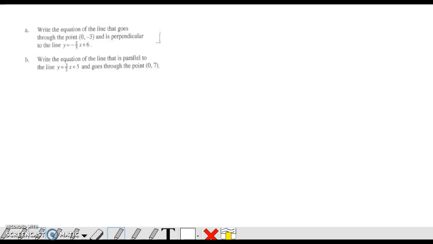Okay, so what we want to do is answer these questions. We want to write the equation of a line that goes through this point and is perpendicular to our line. So how are we going to do that? We have to remember that, in general, it's y is equal to mx plus b.